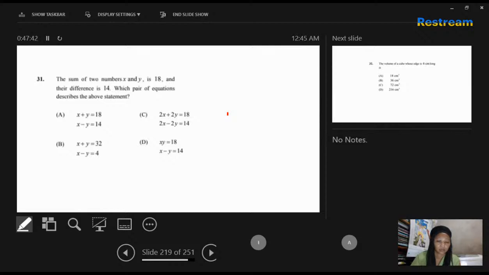So number 31. The sum of two numbers x and y is 18. Their difference is 14. Which pair is equal to decide the value of x? Let me assume.